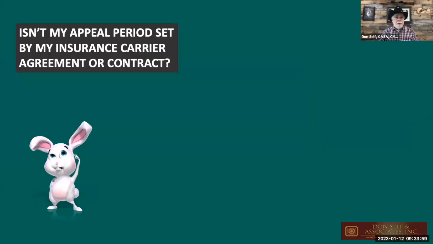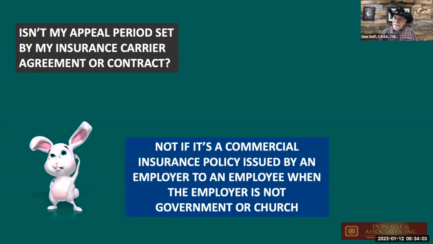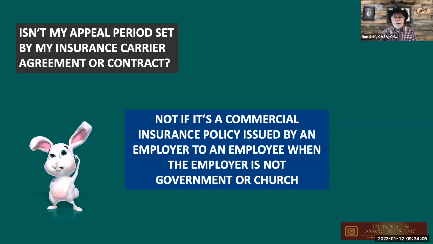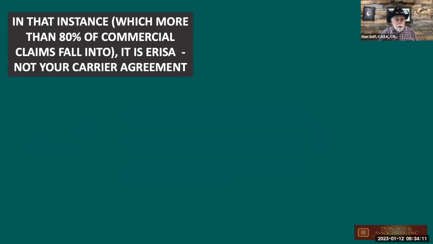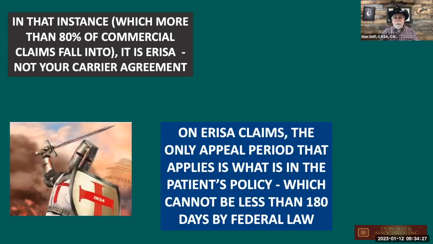But you say, isn't my appeal period set by the insurance carrier contract that I have with them? Not necessarily. If it's a commercial insurance policy issued by an employer to an employee, when the employer is not the government or church, then it's not what you think it is. Because in that instance, which more than 80% of commercial claims fall into, it's an ERISA claim. And it's not going to be based off of your carrier agreement. You say, ERISA claim? Yeah, a lot of people have no idea what ERISA is.